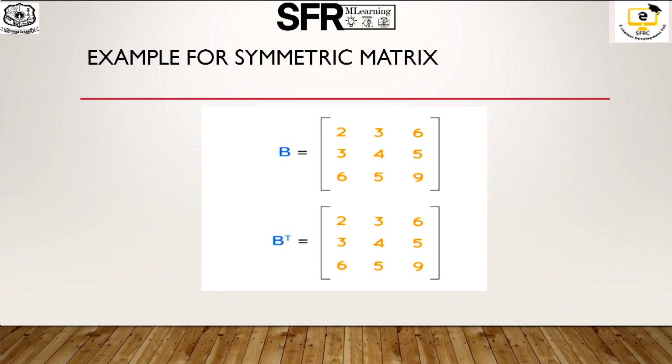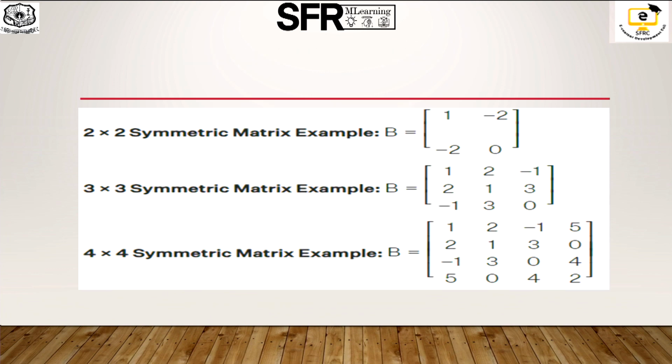Here we have some examples of symmetric matrices. The first example is a 3 cross 3 matrix, that is B. The first row of B has the same entries as the first column of B transpose. The second row of B is the same as the second column of B transpose. The third row of B is equal to the third column of B transpose. In the next slide we also have the same kind of matrices as 2 cross 2, 3 cross 3 and 4 cross 4 symmetric matrices.